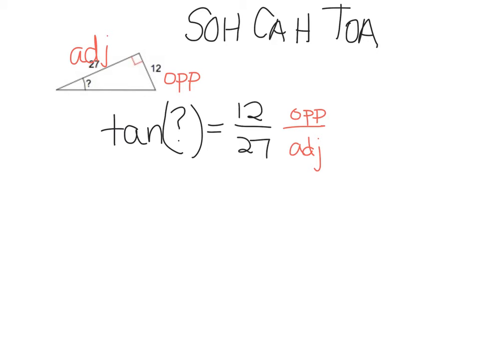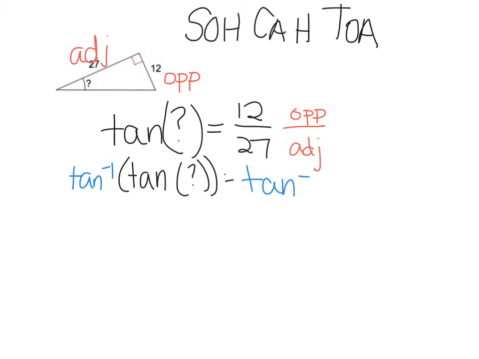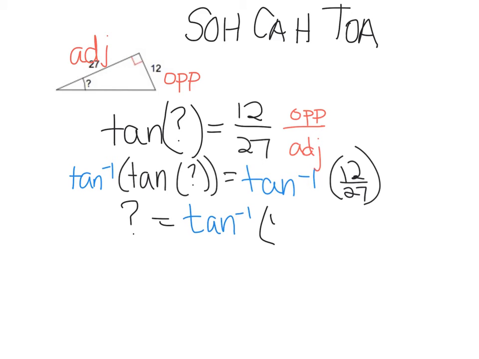Okay, so now what I'm going to do is take the tangent inverse of both sides. The whole reason we do that is to undo the tangent from the question mark. That was meant to be an equal sign. I'm going to undo the tangent from both sides. And what that does is this tangent inverse and this tangent cancel out, which leaves me with just the question mark equals the tangent inverse of 12 over 27.